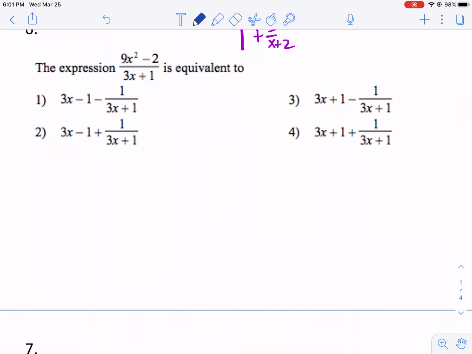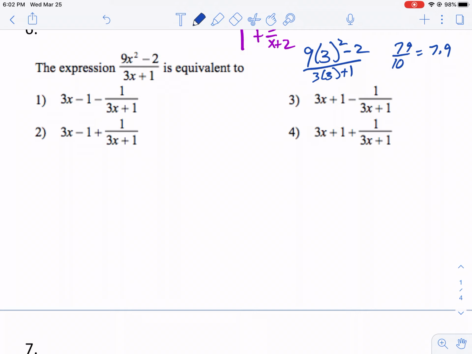Number 6 is another one of those that I should not have put on here because this does involve polynomial division. So, since you don't know how to do that yet, we're going to do the backdoor approach only. So my favorite number is 3. So I'm going to put a 3 in for the x. So in the numerator, I have, let's see, 9 times 3 squared, which is another 9, minus 2 is 79. In the denominator, I get 10, so that comes out to be a 7.9.